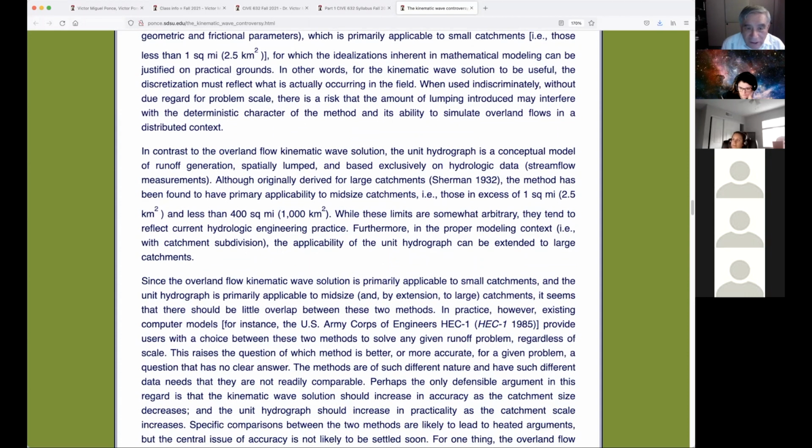Okay? In contrast to the kinematic wave, the unit hydrograph is a conceptual model, spatially lumped, and based exclusively on hydrologic data. Although originally derived for large catchments, the method has been found to have primary applicability to mid-sized catchments.